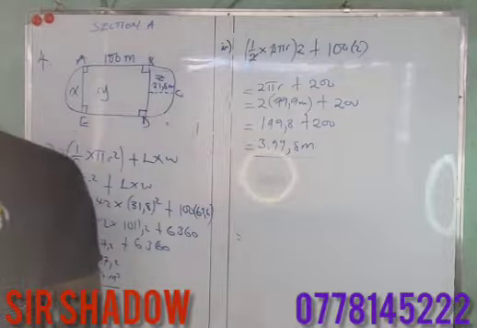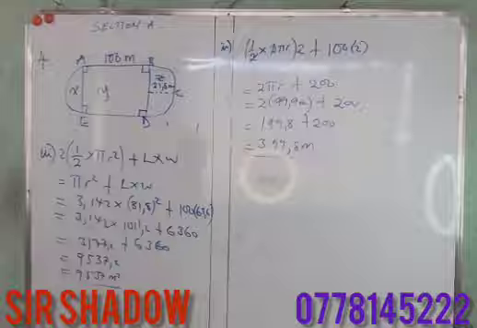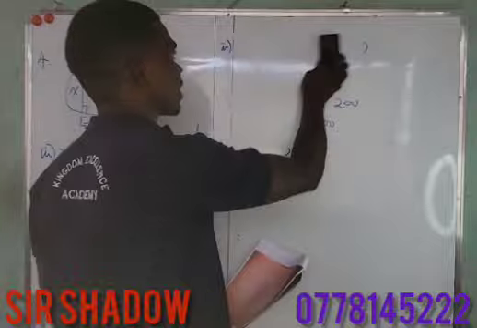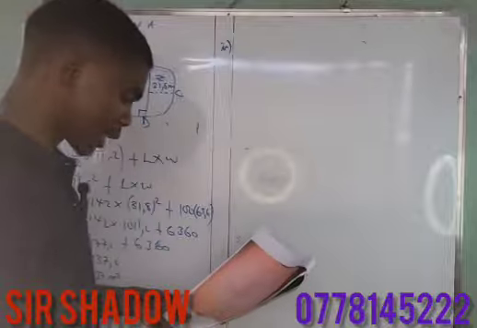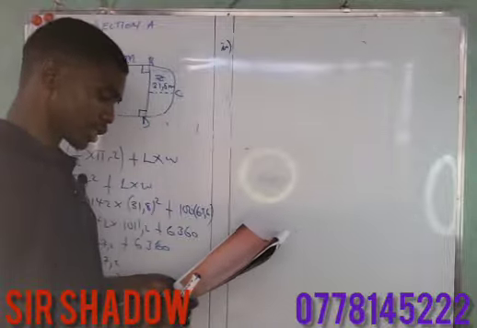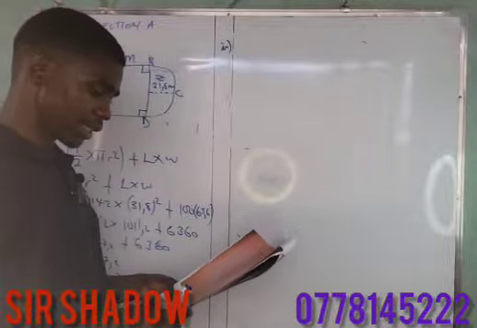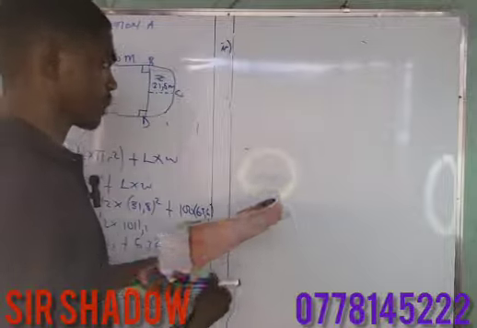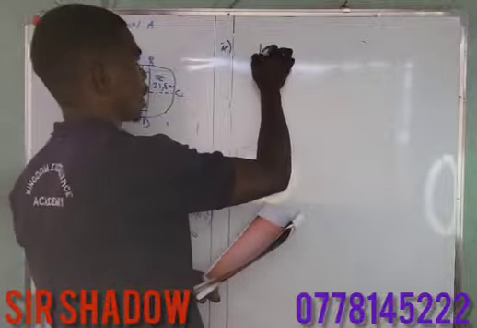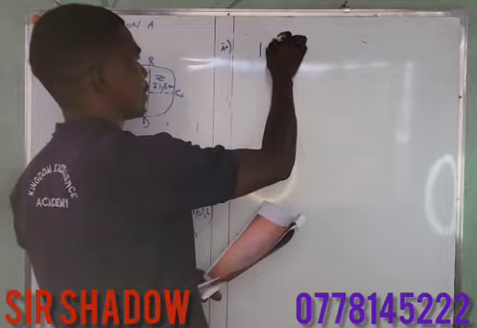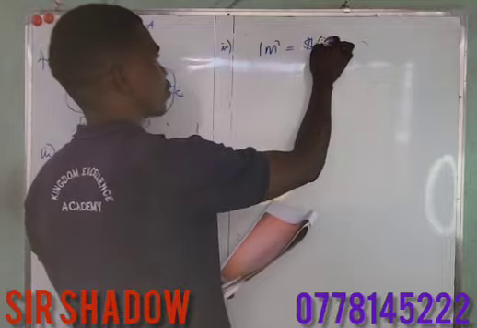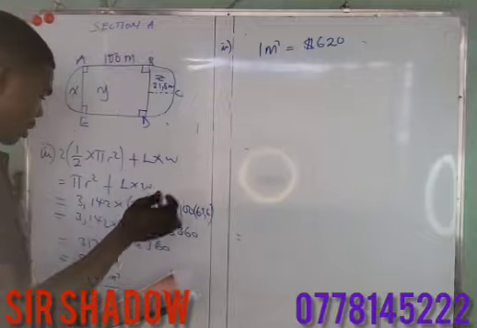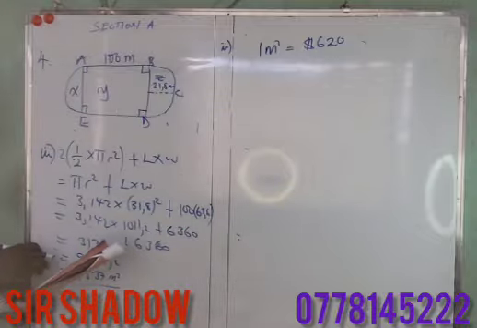Right, let's consider item 4, the last part of question number 4. We are asked to calculate the cost of covering the whole athletic field with grass if it costs $620 per square meter. So 1 square meter is equal to 620.